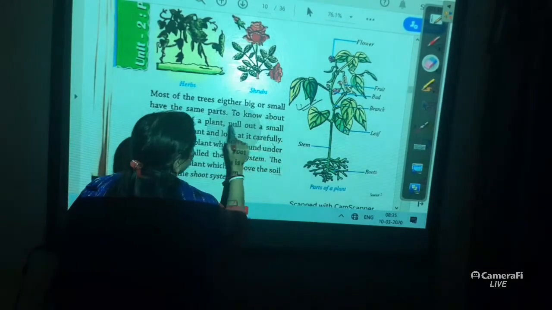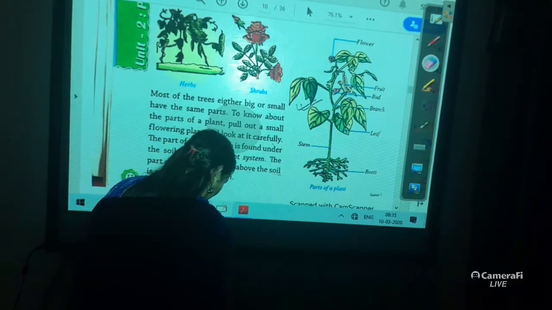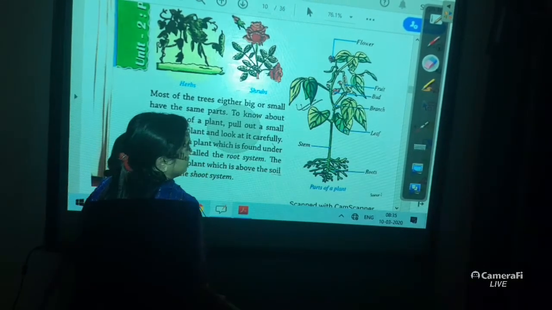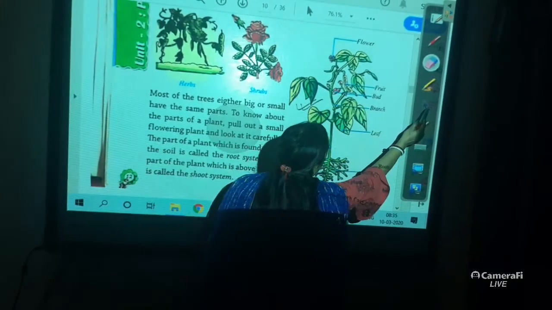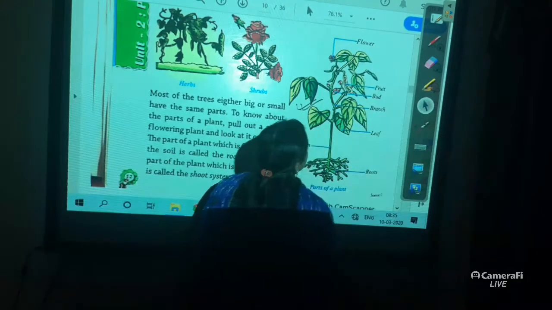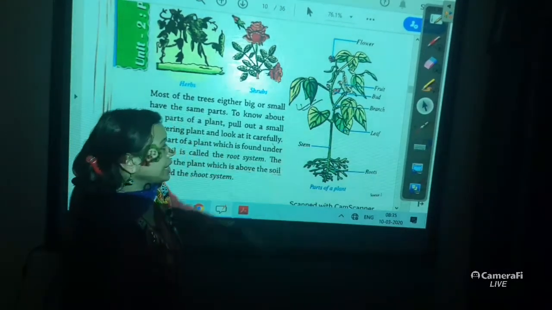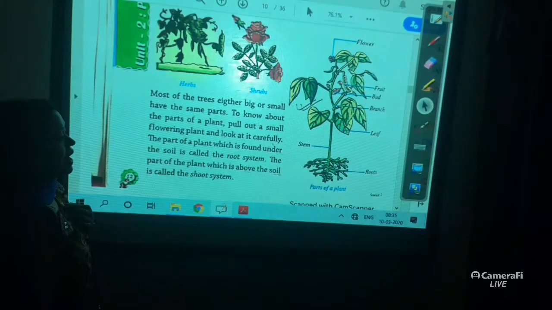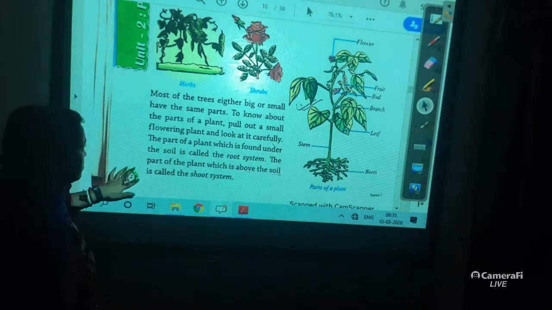And all of you practice this drawing in your copy. The plant with the different parts. All of you practice this drawing. The different parts of a plant.